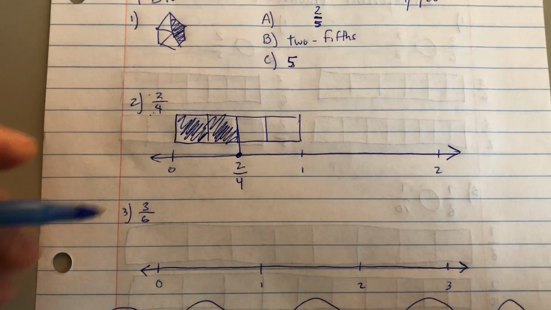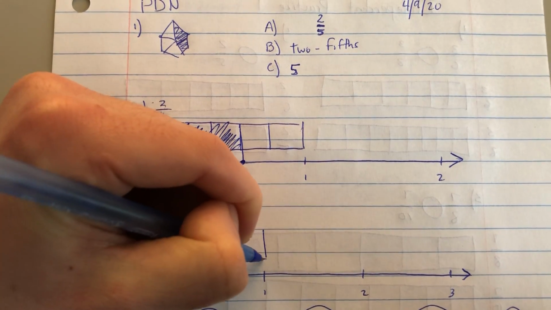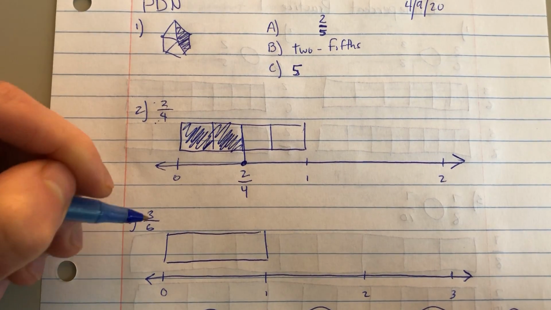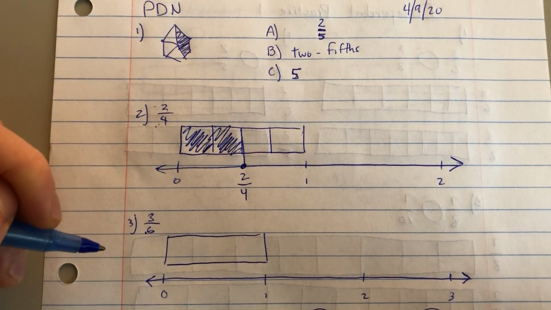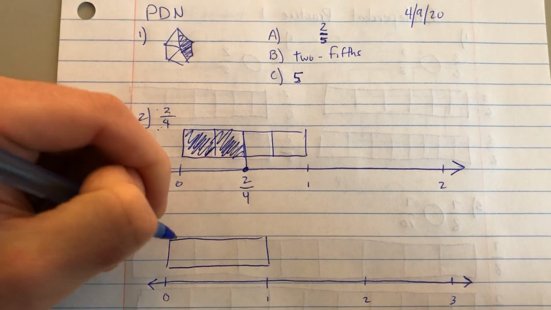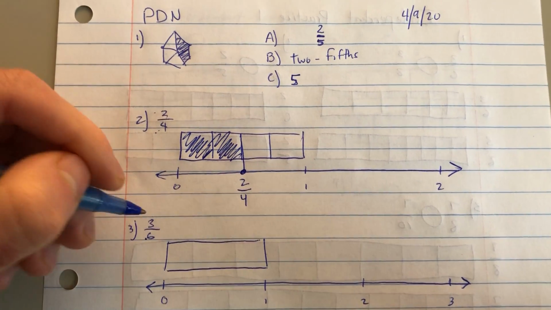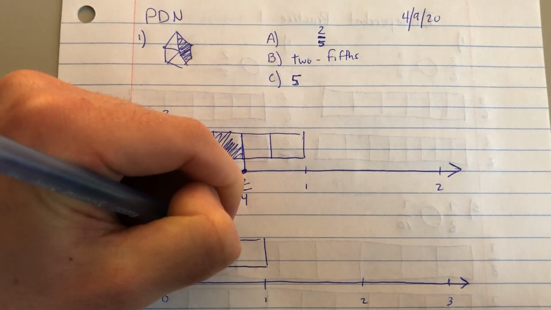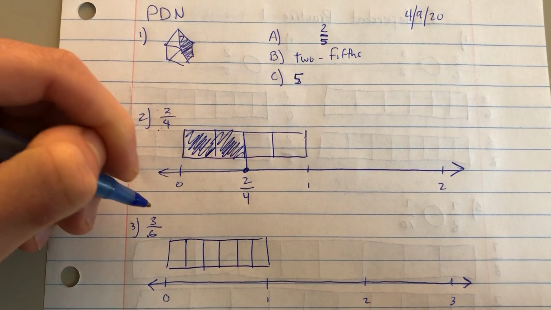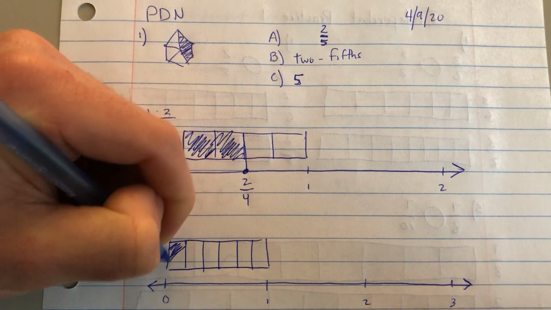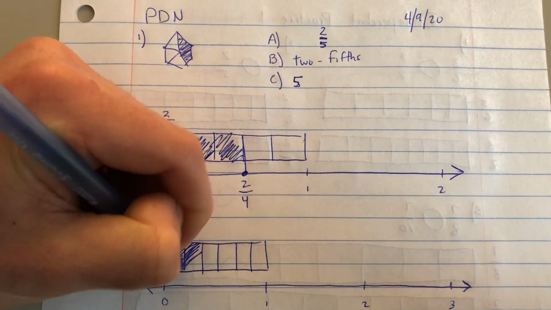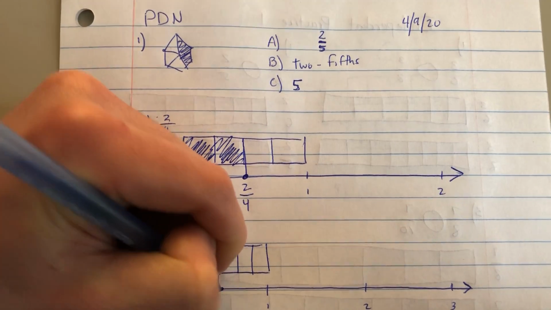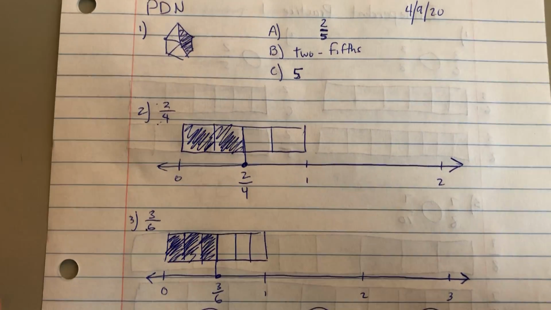For 3/6, here I have to make sure I remember that a proper fraction is between 0 and 1, and I draw my bar between 0 and 1. Since 6 is my denominator, I need to make 6 equal parts between 0 and 1 by making 5 lines. 1, 2, 3, 4, 5. I've now made 6 equal parts. I'll shade in 3. 1, 2, 3. Stop, drop, and plot 3/6.